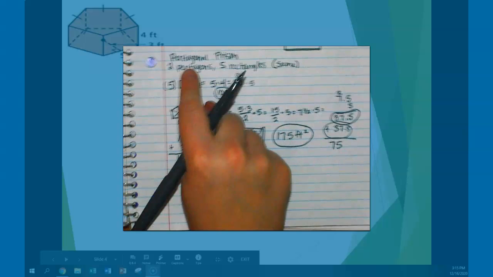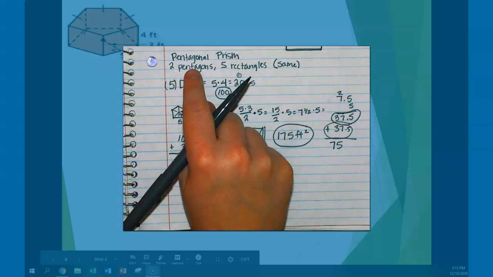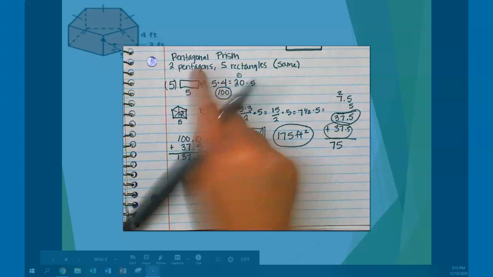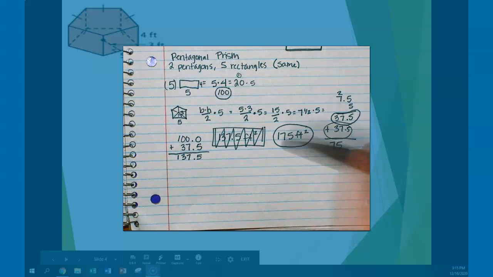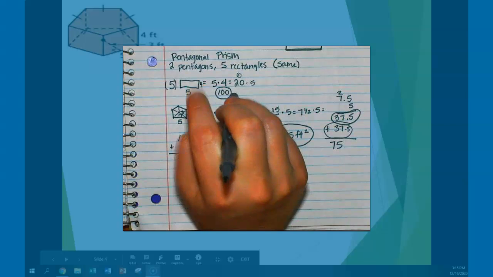Luckily, I went back through and I was thinking, okay, wait, that seems a little low. It's because I forgot to add one of the pentagons. So our final answer is going to be 175. This is why it's good to double check that you've covered all of the shapes.